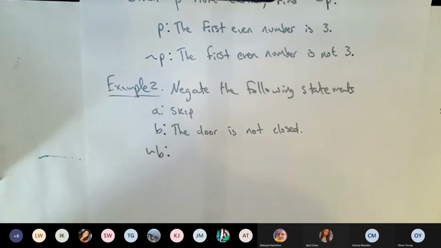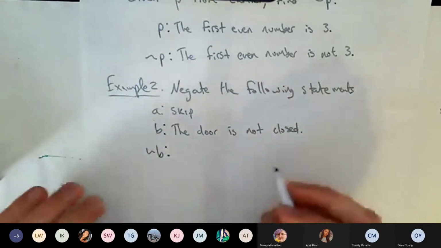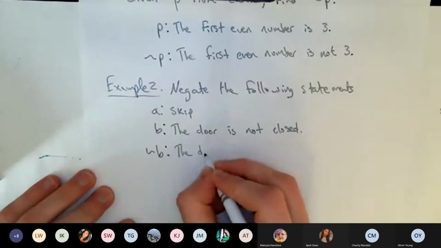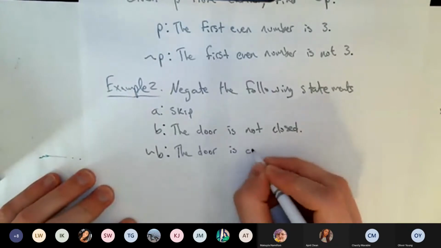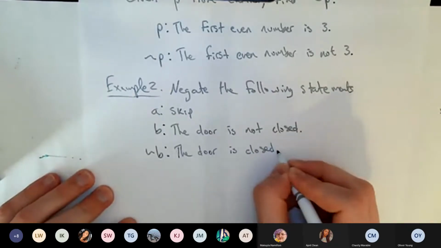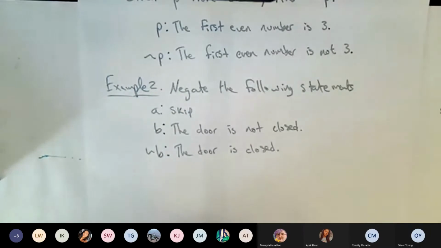But that's like a double negative, and in the same way that a double negative in math cancels out, they'll cancel out here too. So all we're going to say is the door is closed. The negation of B will be the door is closed. If the statement B starts off the door is not closed, the negation will be the door is not not closed, which logically just means the door is closed. Okay.